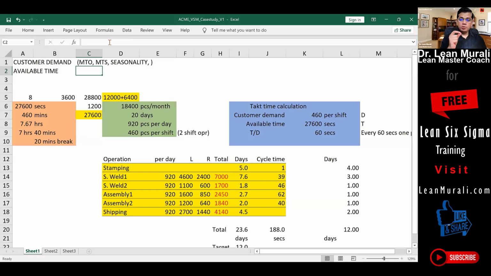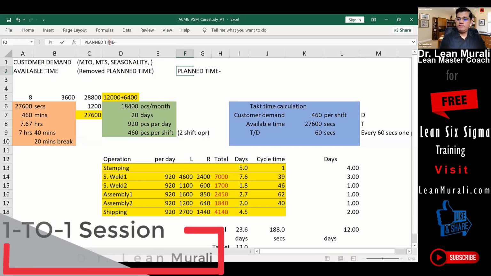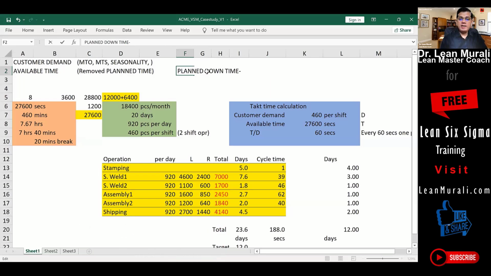We need to remove all planned time. There are different types of times and the definitions in books differ, but we will calibrate to what is written in the Learning to See book. So remove all planned time. And what is the definition of planned time? Coffee break, shift time. Let's call it planned downtime. Which are all the planned downtime? Remove the planned downtime. Planned time is a wrong way of writing it; it is planned downtime.